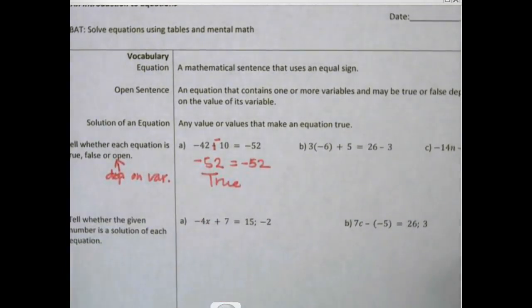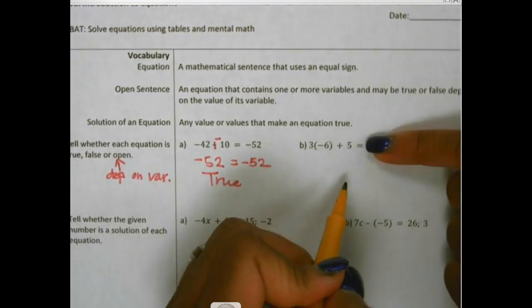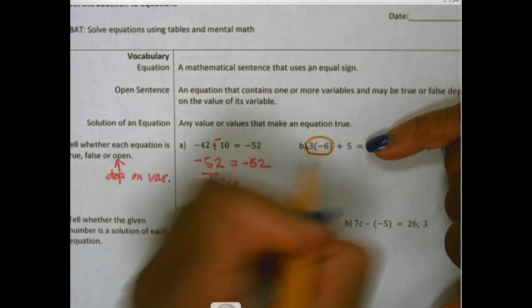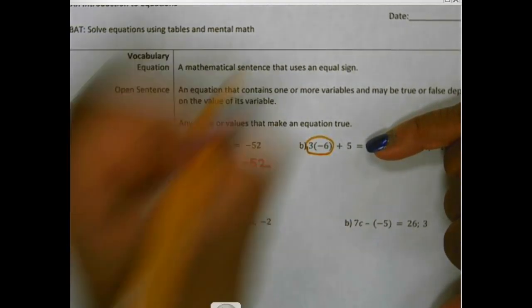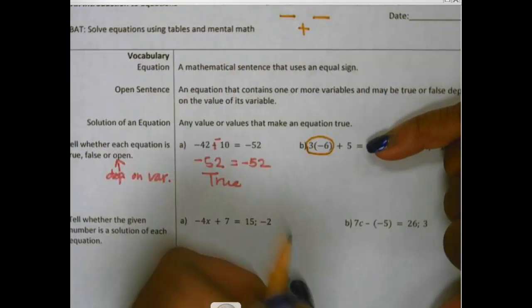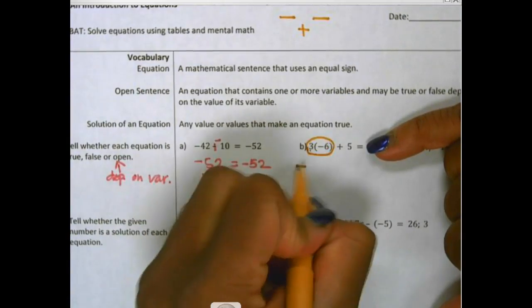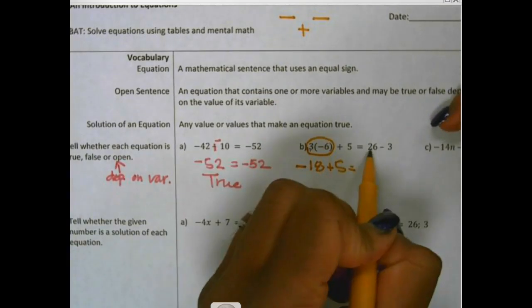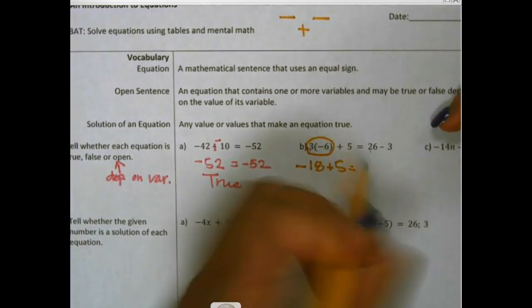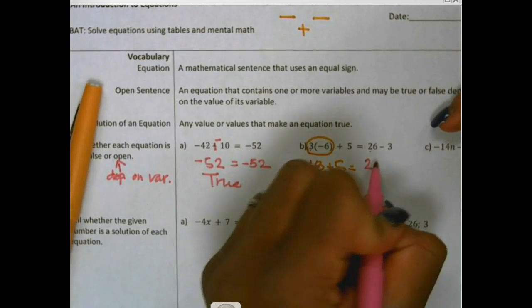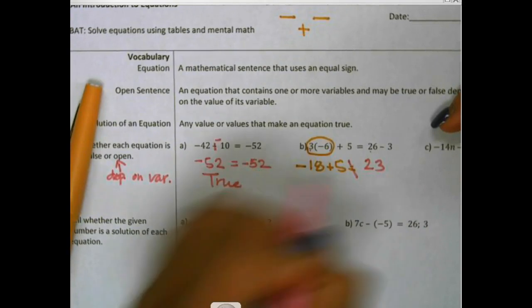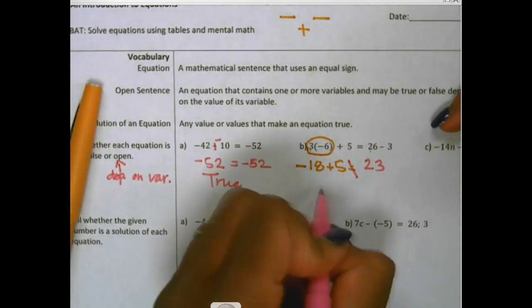And then for my next one, we're just going to use order of operations. I'm going to start with the left side there. And so I'm going to multiply first, and if it's still helpful, you can do your cat face. Positive times a negative will give me a negative. 3 times 6 is 18 plus 5. And then 26 minus 3 is 23. Is negative 18 plus 5 23? No, it's negative 13. So this would be false.